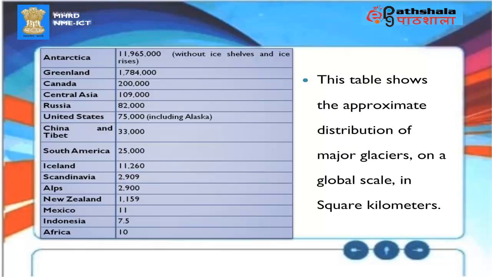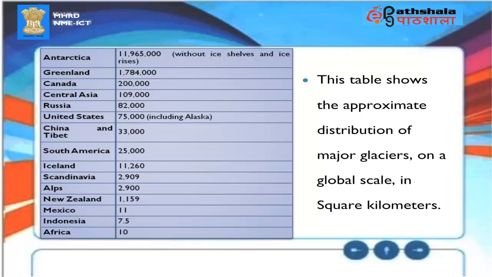Here, table number 1 shows the approximate distribution of major glaciers on a global scale in square kilometers. Antarctica has 11.965 million square kilometers. Greenland has 1.784 million square kilometers. Canada has 0.2 million square kilometers. Central Asia has 0.109 million square kilometers. Russia has 82,000 square kilometers. United States, including Alaska, has 75,000 square kilometers. China and Tibet have 33,000 square kilometers.